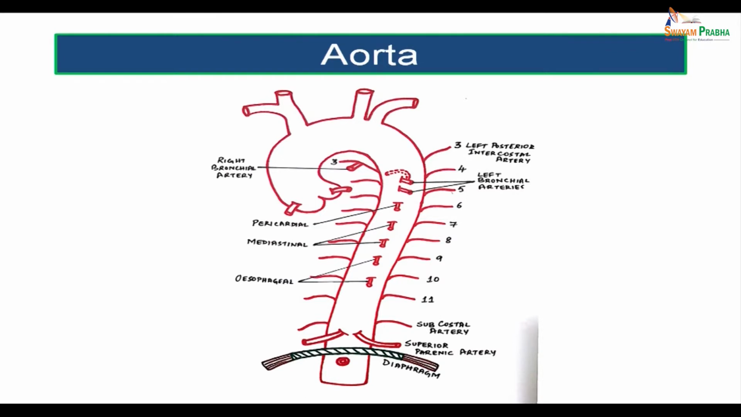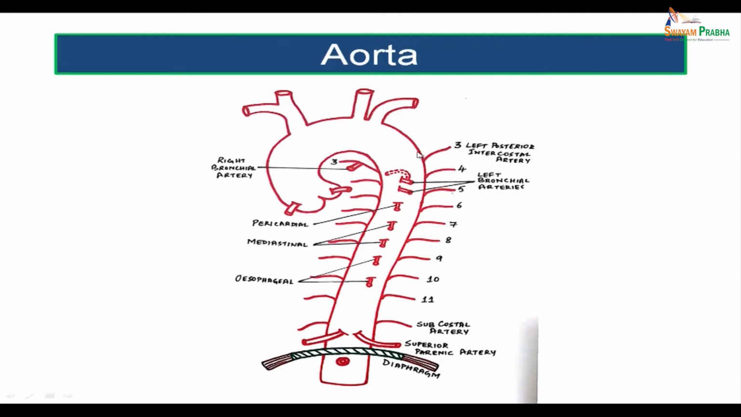Aorta is the largest artery in the body. This has got three parts. It's going to arise from the left ventricle. From the outflow tract of the left ventricle, you find the aorta coming out. It has a proximal part which ascends up within the pericardium. This proximal part is called as ascending aorta.